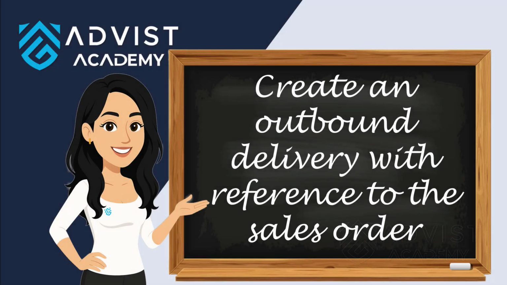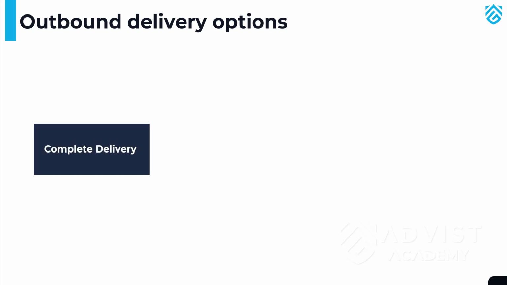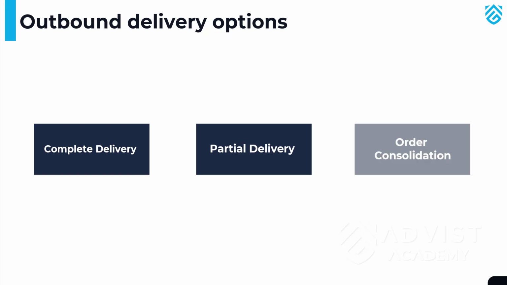In this video, we will take a look at how to manually create an outbound delivery with reference to a sales order and then post the goods issue. There are various types of delivery. We distinguish between complete delivery, partial delivery, and order consolidation.